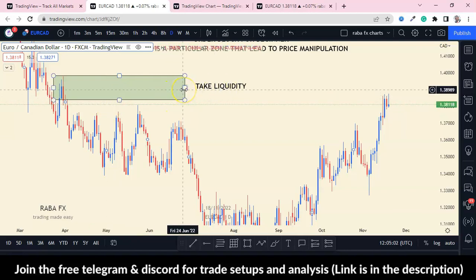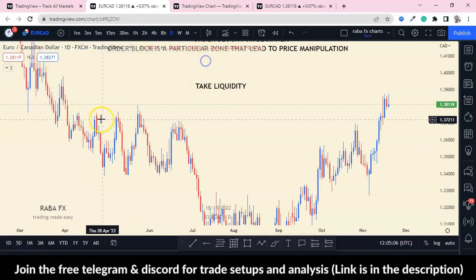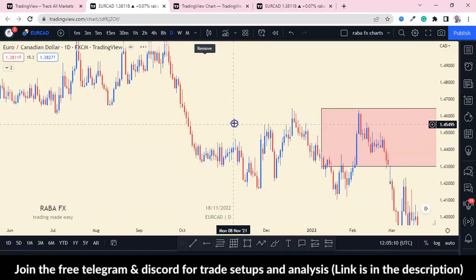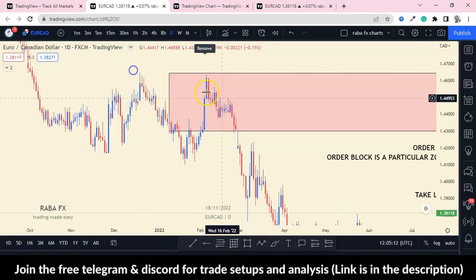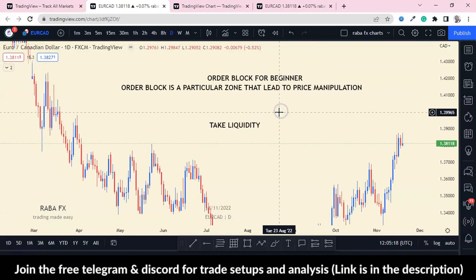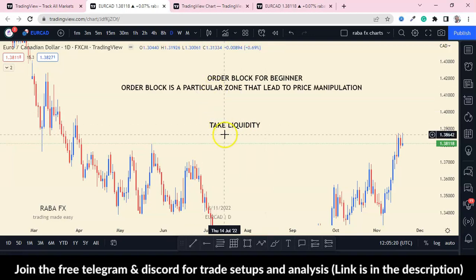Now, let me show you what you need to be doing in order to know which order block will hold, because there are a lot of order blocks on the chart. Everywhere is an order block based on that example. But not all order blocks are tradable. So to help you know which order block is tradable, you need to understand these 3 things.